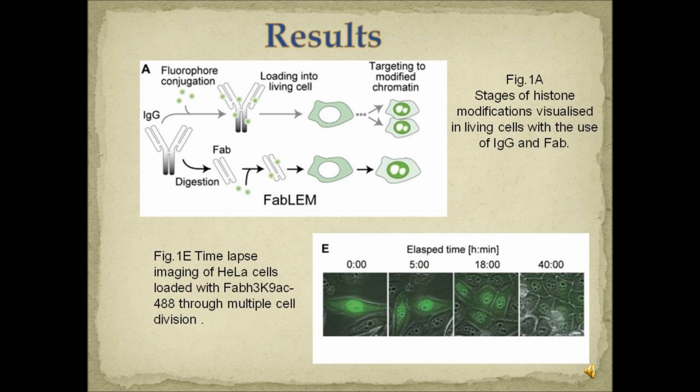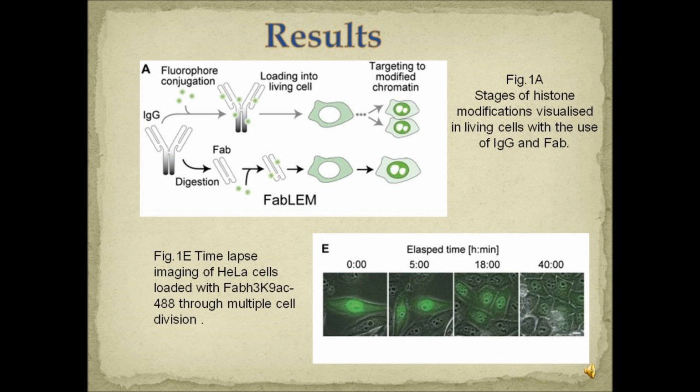In Figure 1a, the imaging of living cells of histone modifications with the use of immunoglobulin and Fab is shown. First, an acetylated histone H3K9 specific monoclonal antibody was used to compare immunoglobulin and Fab's properties. After it was loaded into the cytoplasm of HeLa cells, immunoglobulin was too large for the nuclear pore, so it was excluded, whereas H3K9AC specific Fab is smaller, so it diffuses into the nucleus immediately. Fabs appear to be more convenient than the immunoglobulin molecule for living cell imaging, as they have easy access.